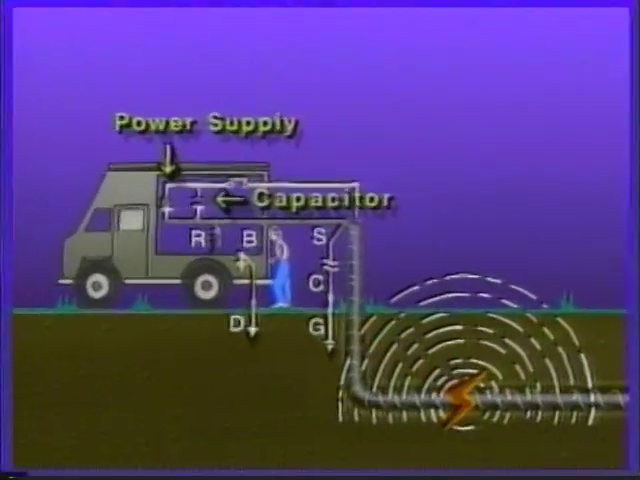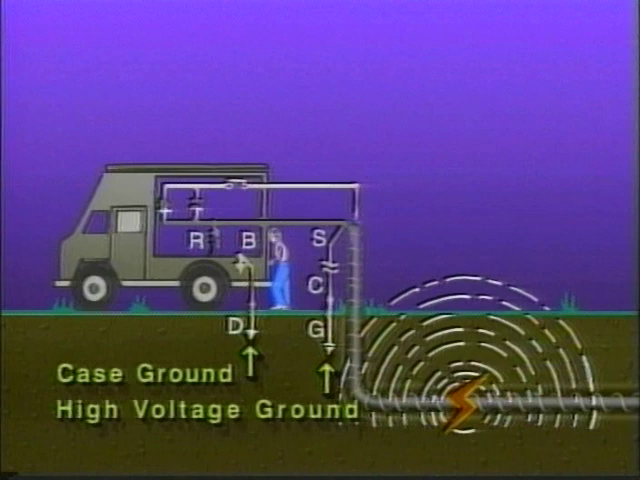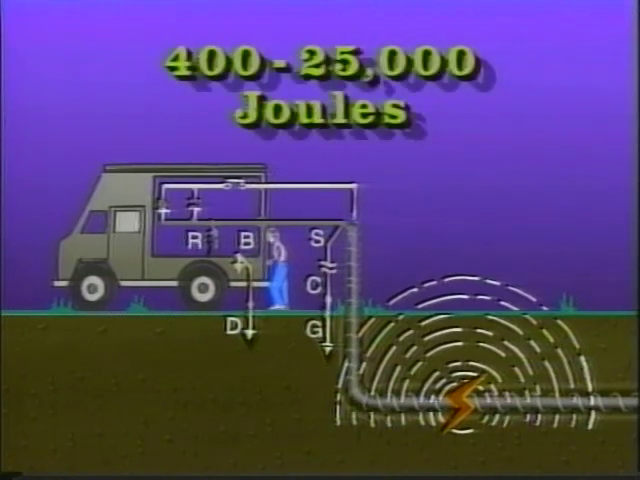On this simplified thumper circuit, note that the power supply and the capacitor are not directly grounded, and the high voltage ground and the thumper case ground are isolated from each other through a resistor called R. Depending on the brand and the size of the thumper, energy levels of 400 to 25,000 joules leave the capacitor and follow the conductor to the fault.